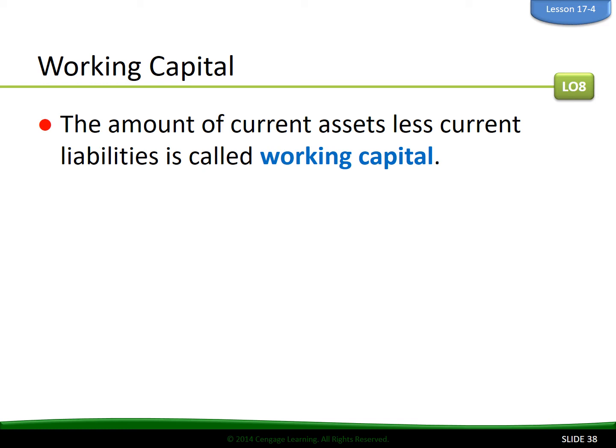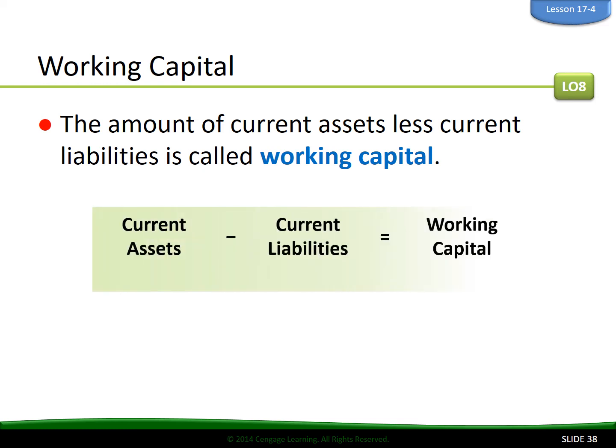Working capital is the amount of current assets minus current liabilities. So for example, if current assets were $185,000 and change, minus the current liabilities of $32,000, they'd be at about $153,000 in change for their working capital, how much money they have to work with.